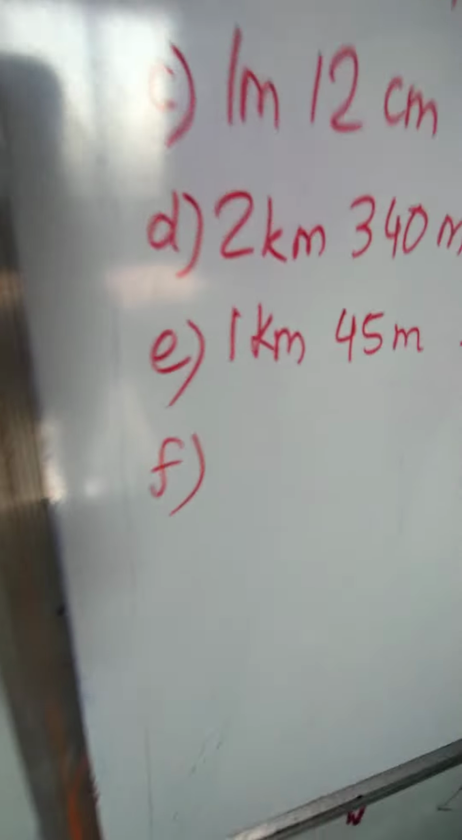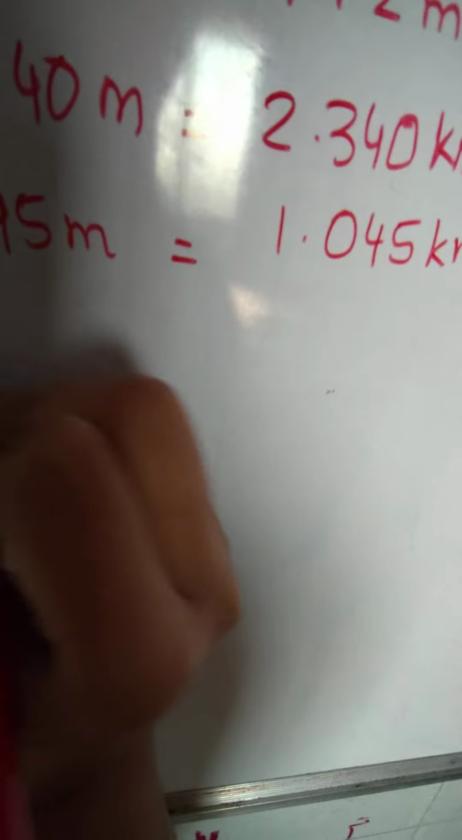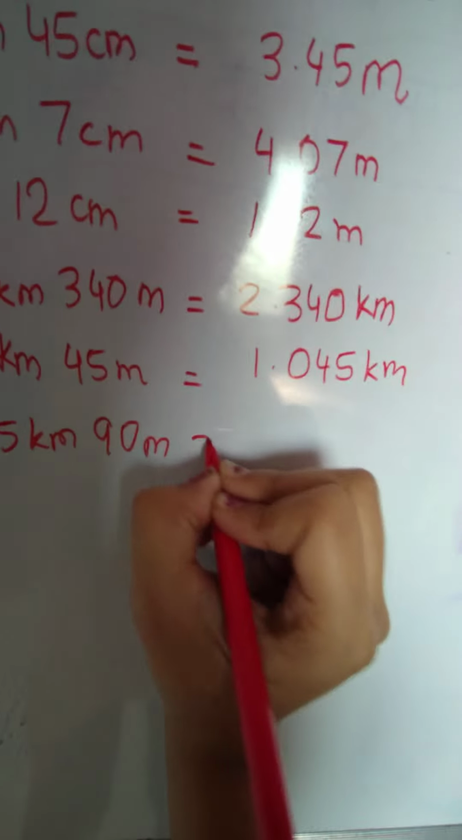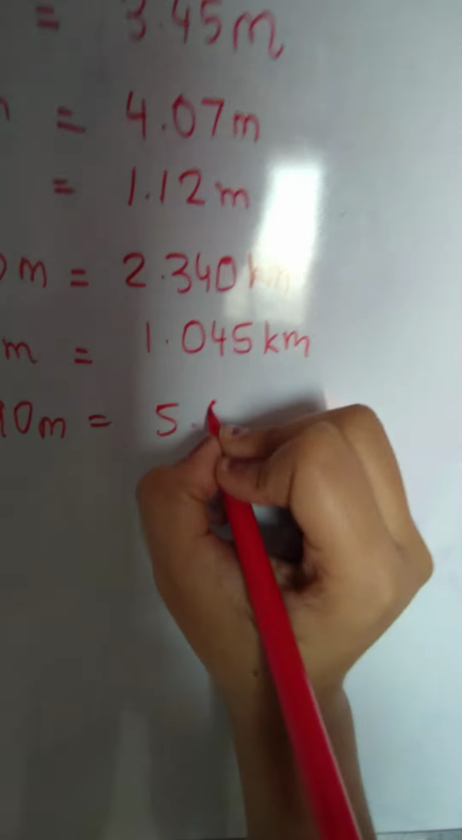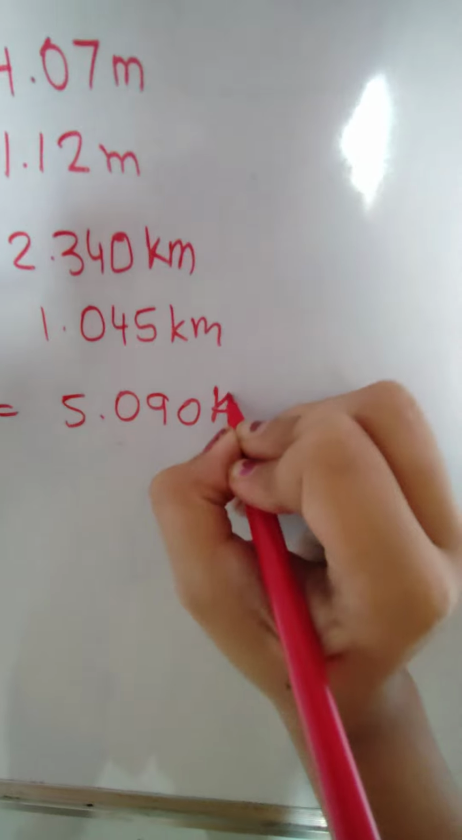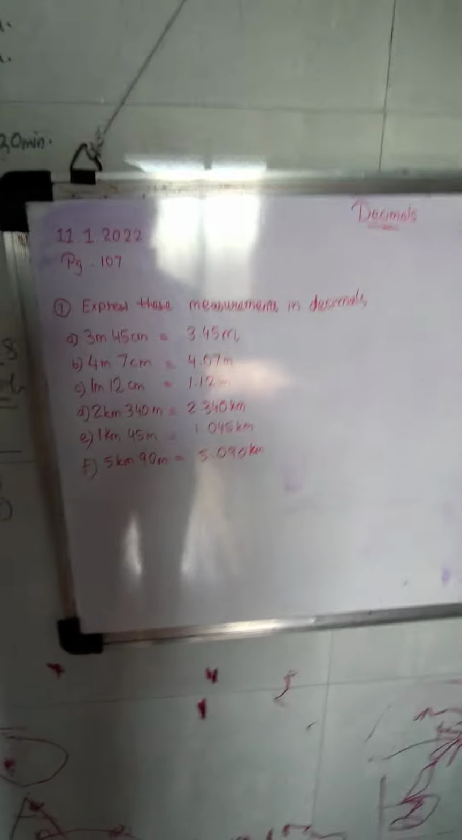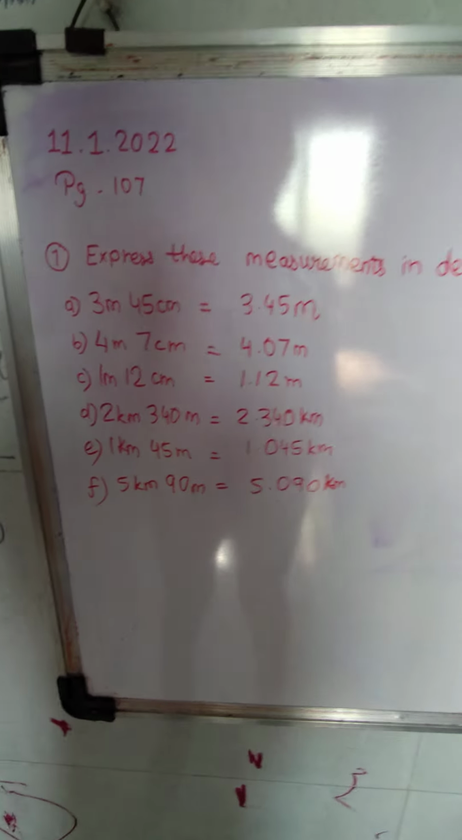Last part, F part, 5 kilometer 90 meters. 5 kilometers 90 meters. 5.090. It's the same as E part. Yes, the situation is same. Okay, I'll keep this for 2 minutes. See it. Note it down.